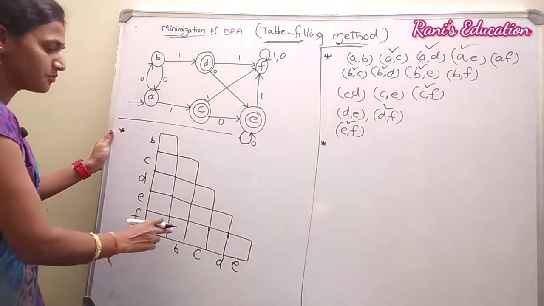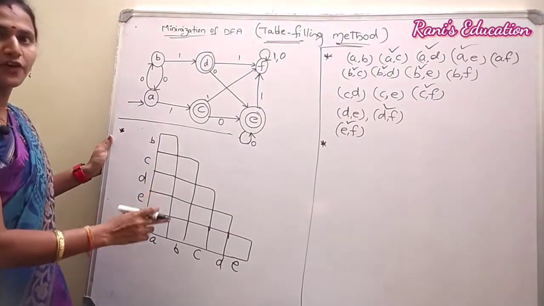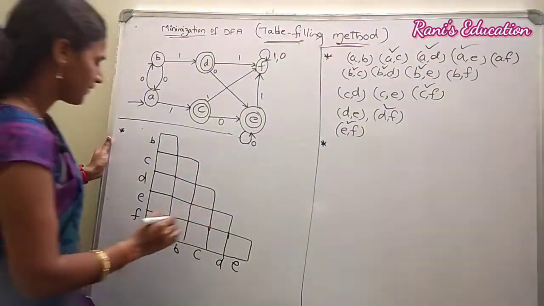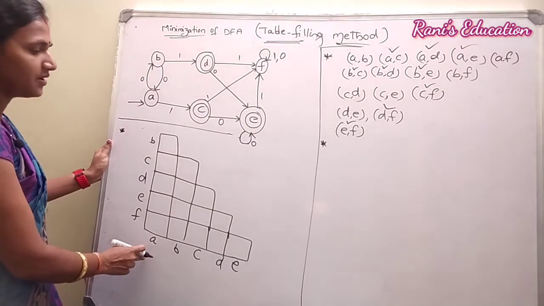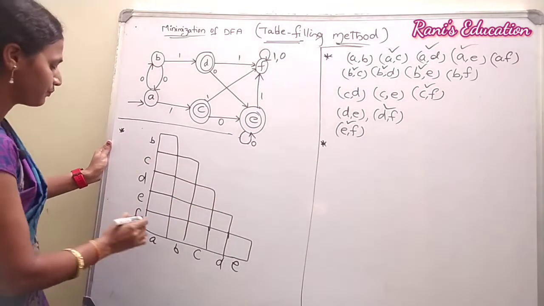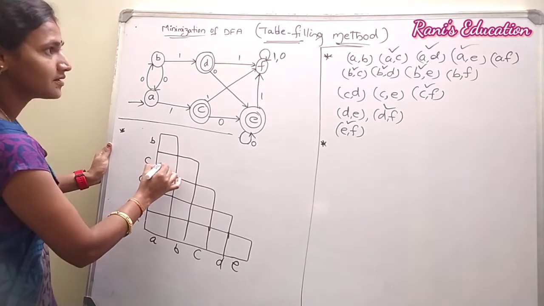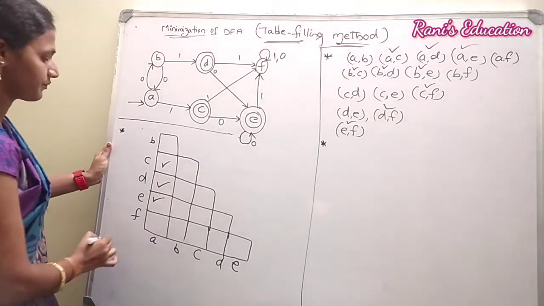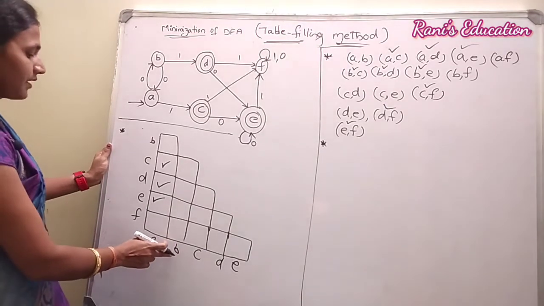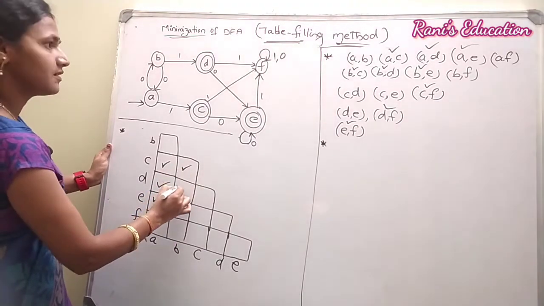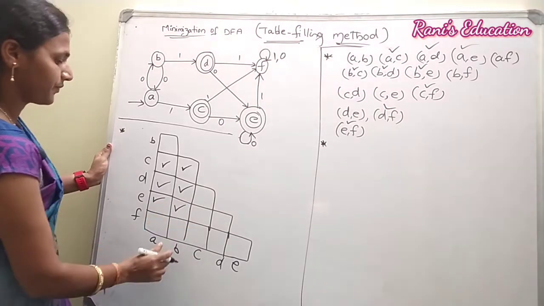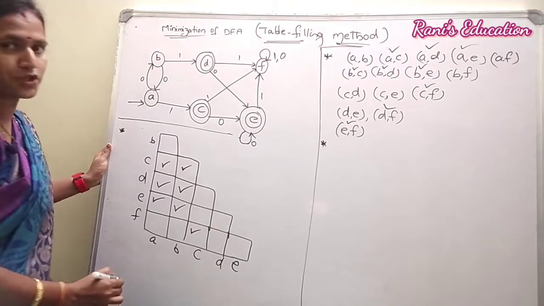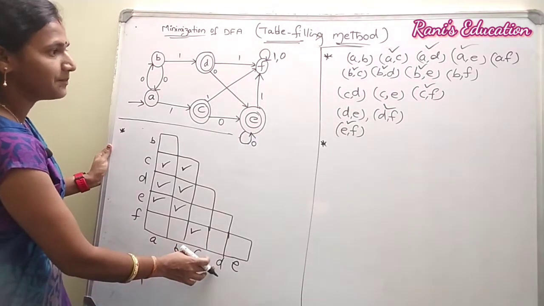Now we are going to mark the table, with pairs of the form where one is final and another one is non-final state. Here only I am going to mark the table. You can write it step by step. So A with C is marked, A with D, A with E. Go for B: BC, BD and BE. For C, which is not possible, only CF is possible to mark. Go for D, DF.